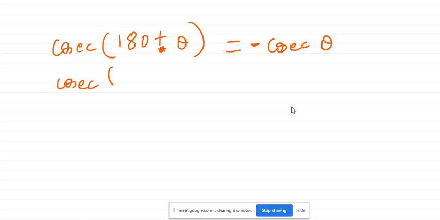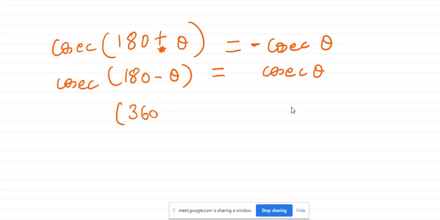But if it is cosec 180 minus theta, it will go in the second quadrant, so it will be positive only. So whenever you're converting the angles as 360 or 180 plus minus theta, in that case they will remain the same, only the sign you have to see.